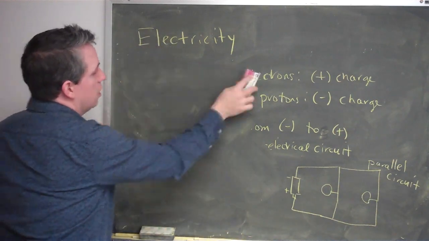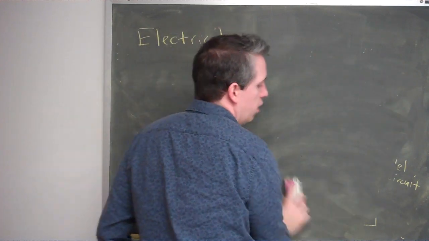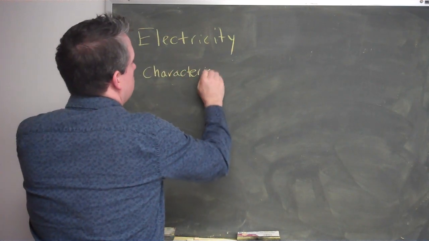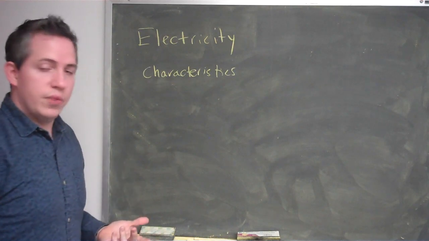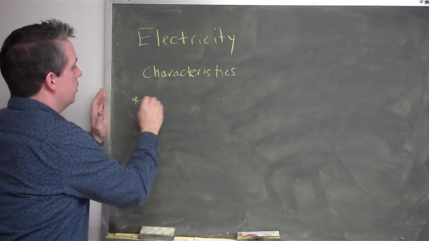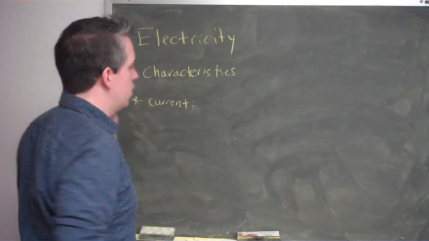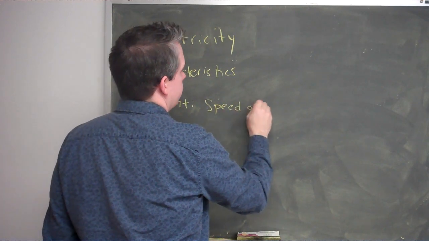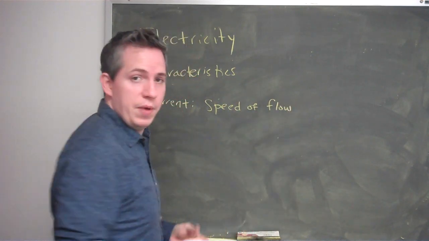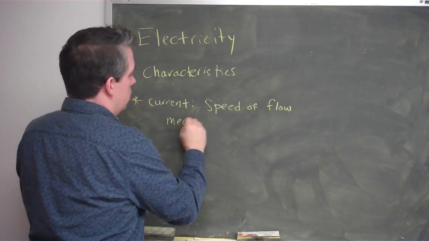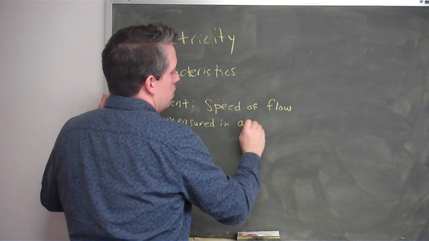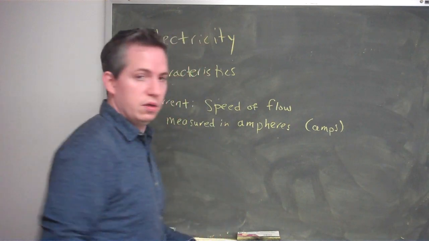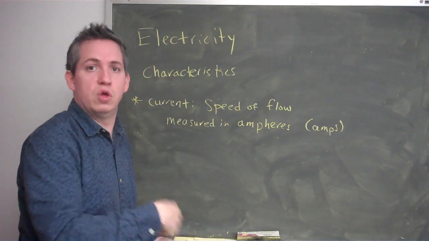Okay, so now that we have the circuit, we'd like to talk a little bit about the characteristics of electricity. So there are three numerical characteristics. The first one is current. Current is the speed at which the electricity flows. It is measured in amperes, and we denote it amps. So if you ever see that something has this many amps, that's how fast the electricity flows through that item.